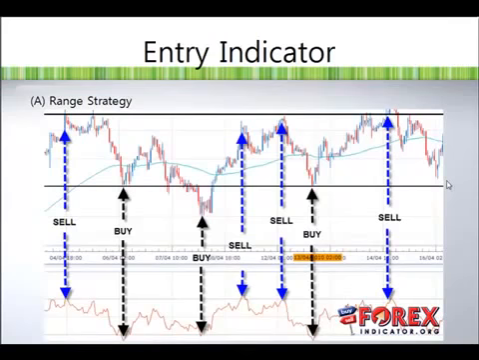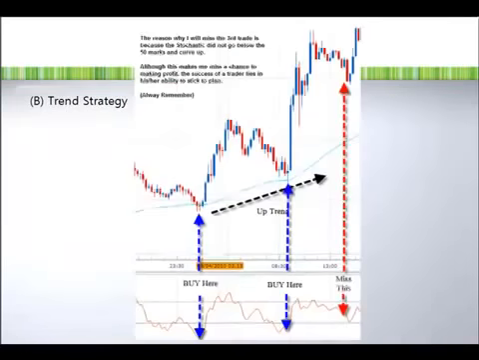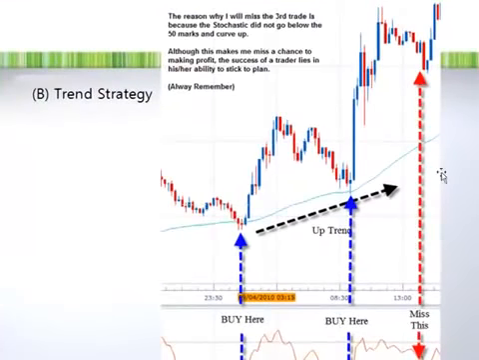Okay, this is how you use an RSI indicator in a range strategy. And next we shall go through what if you are in a trending market. Okay, and this is how you use the RSI indicator. Same here. This is what we call buy the dips and sell the rally.